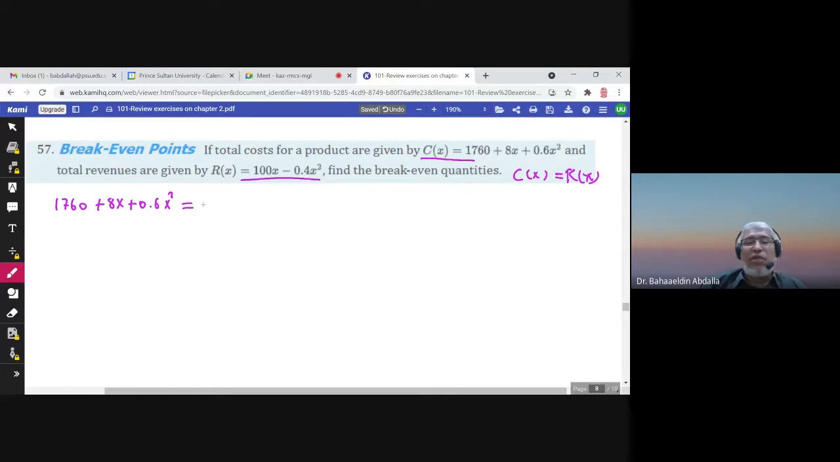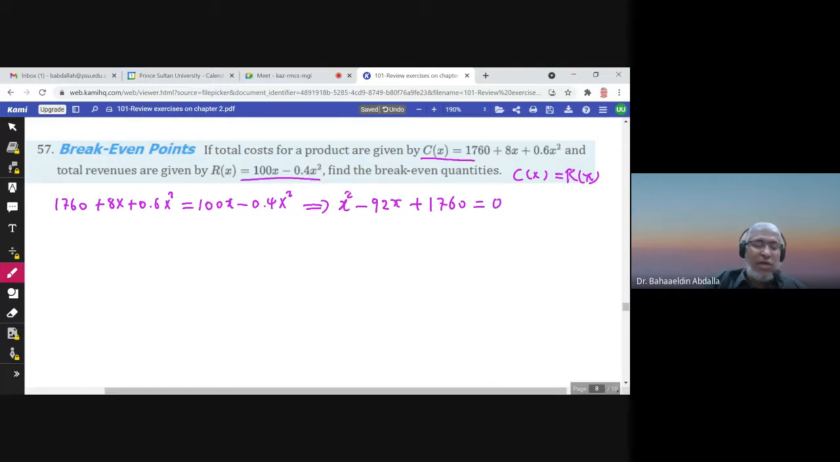I have a quadratic equation equal to another quadratic equation. So I get a quadratic equation at the end, and to solve it, I take everything to the other side. 0.6 plus 0.4 would be 1. And 8x minus 100x is negative 92x. And I have here plus 1760 equals 0. All right.